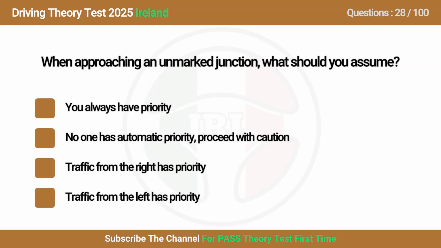Question 28. When approaching an unmarked junction, what should you assume? A. You always have priority. B. No one has automatic priority. Proceed with caution. C. Traffic from the right has priority. D. Traffic from the left has priority.